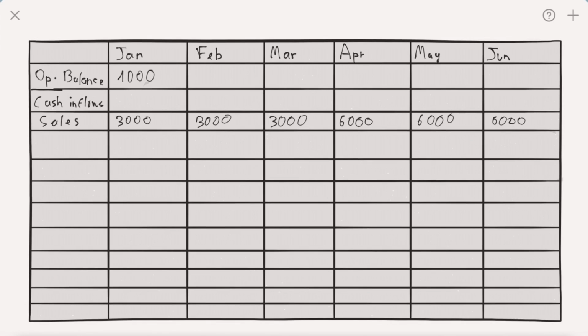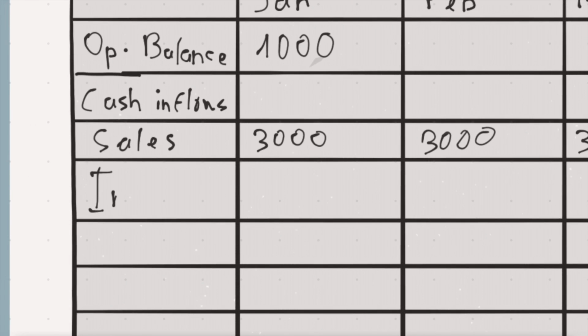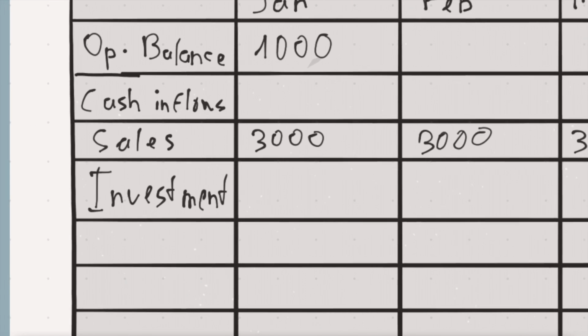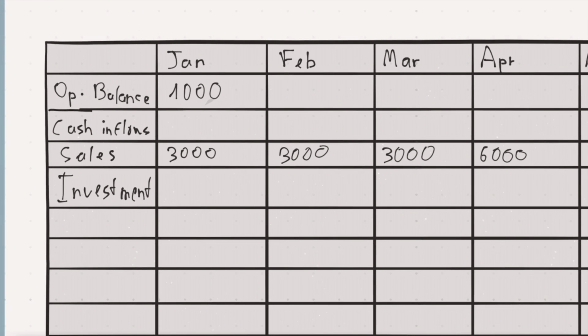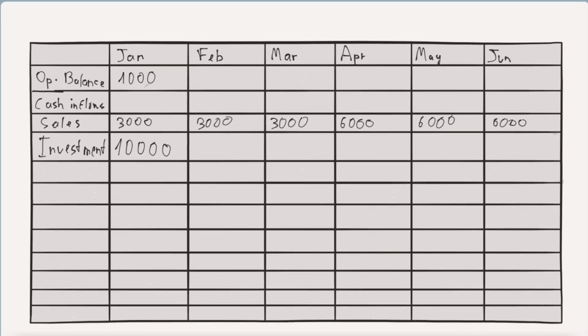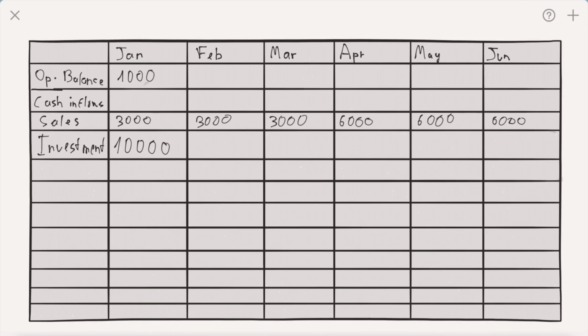Now, what other inflows can there be? Well, there can be a one-time investment in the company. So let's suppose that in January there was an investment of $10,000 to this company. It can be an investment, a loan, or anything else, but if it's a loan, it's going to have to be paid in the following months. In this case, it's not going to be, because it's just an investment.